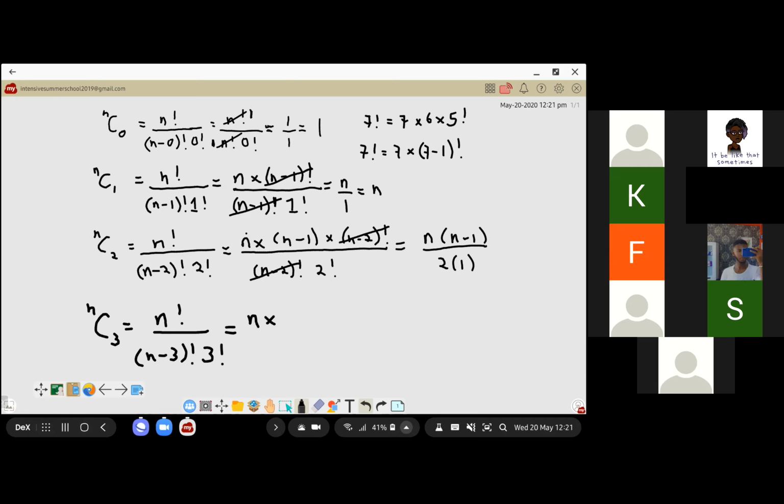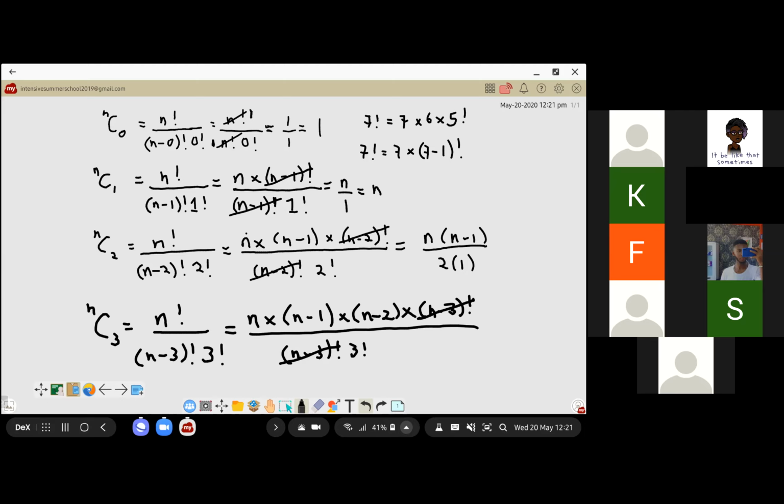So it will be n times n minus 1 times n minus 2 times n minus 3 factorial. Good. All over n minus 3 factorial times 3 factorial. Okay, so this will cancel this.